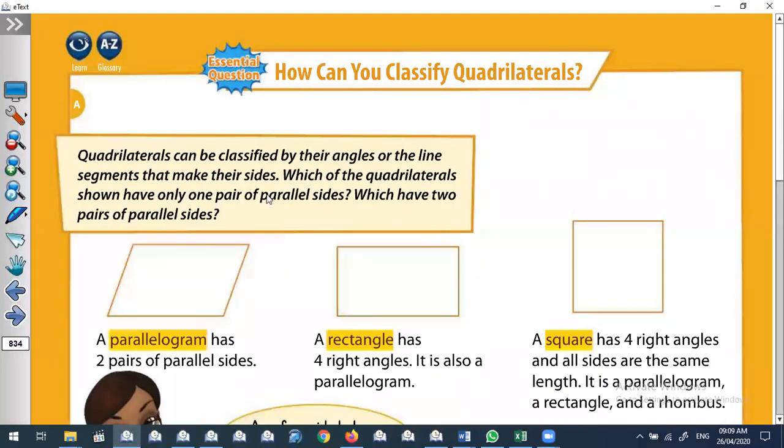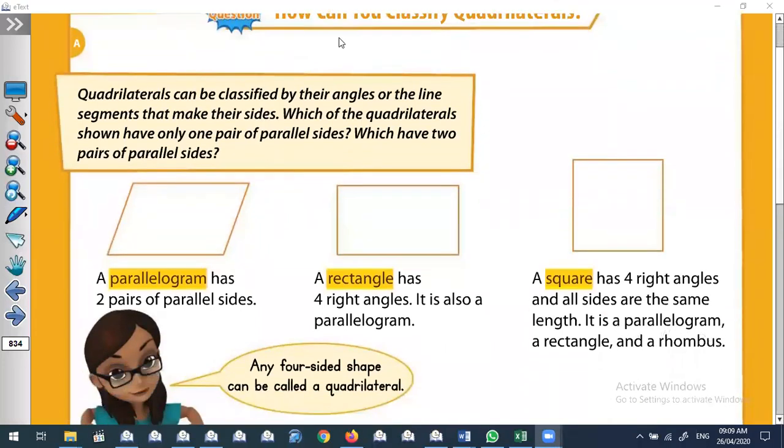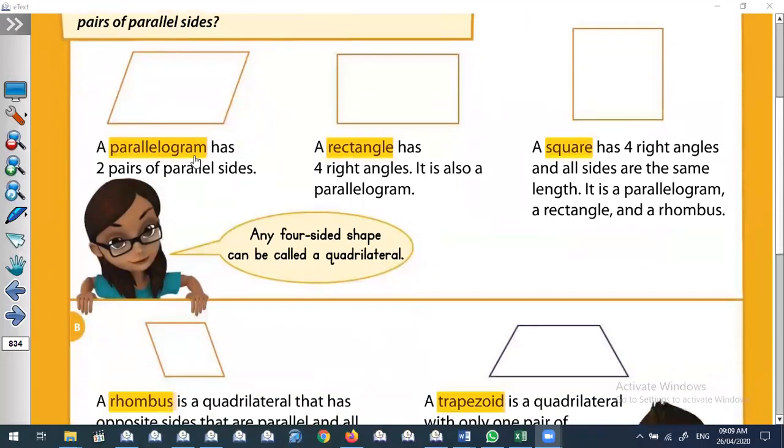The first quadrilateral is parallelogram. Parallelogram has two pairs of parallel sides. This side is parallel to this side, and also this side is parallel to this side. So this shape is called parallelogram.